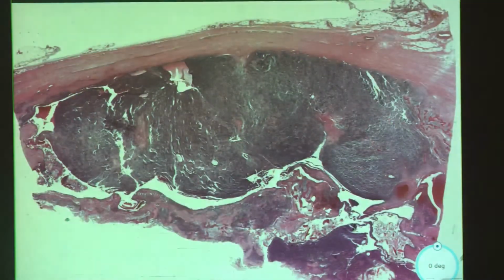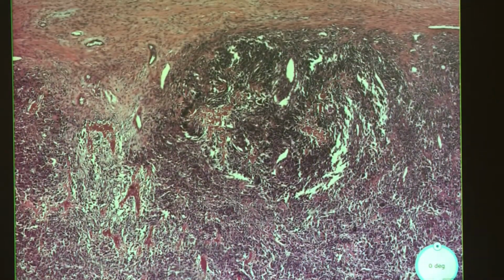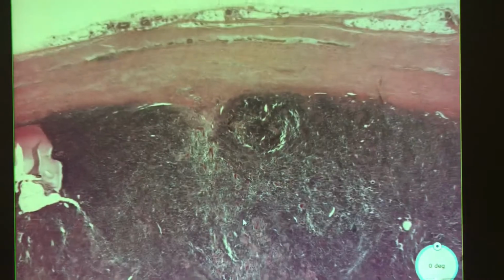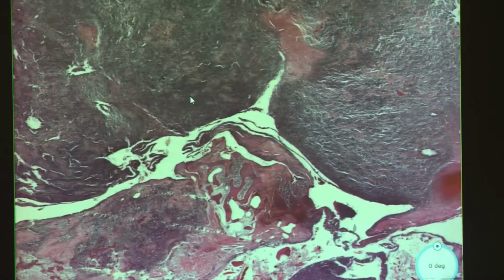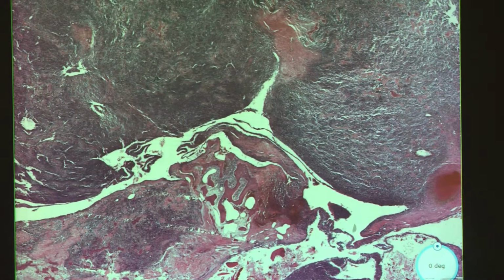And I am preparing for the argument to come in the comment section. So what I showed here is definite osteosarcoma, just to give you an idea of what you would expect to see in most instances of extraskeletal osteosarcoma.